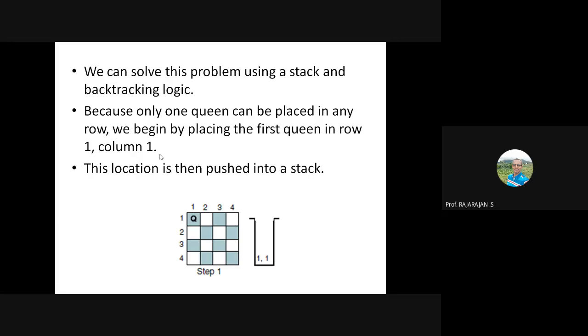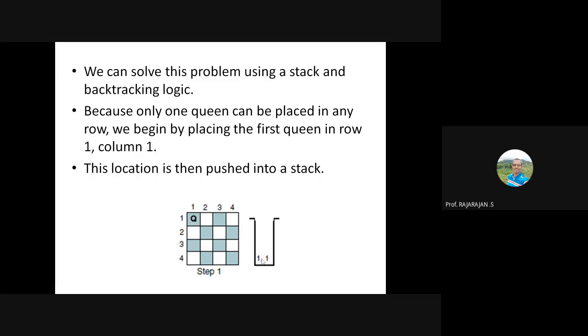So step 1, we are going to place the first queen in row 1. But we don't need to consider anything for the first queen because it is the only queen currently available. So it can simply be placed in the first row, first column, and that position is also pushed into the stack. So step 1 is completed. Queen 1 is placed in the first row, first column, and that position is recorded in the stack.